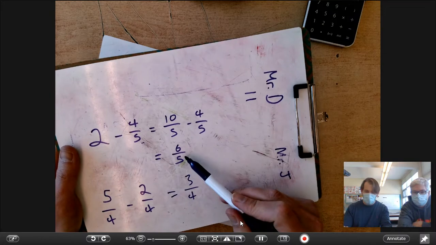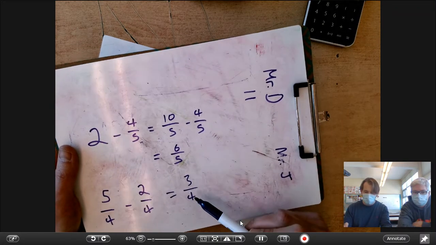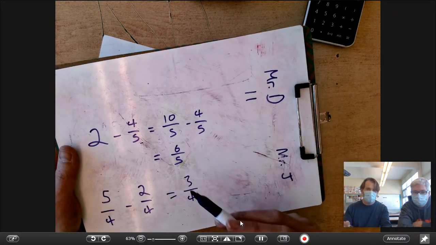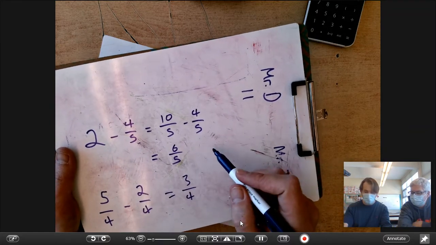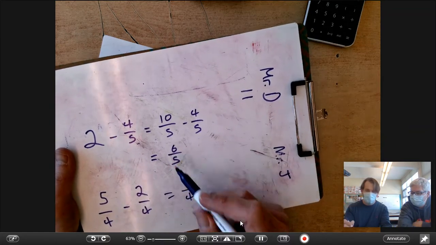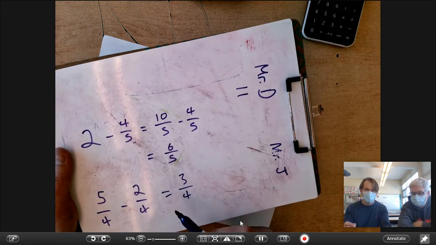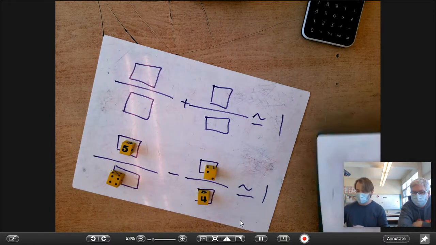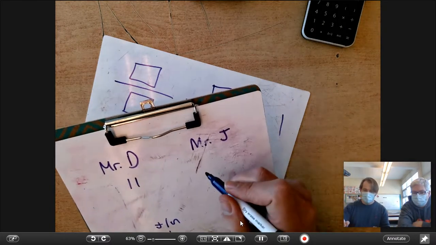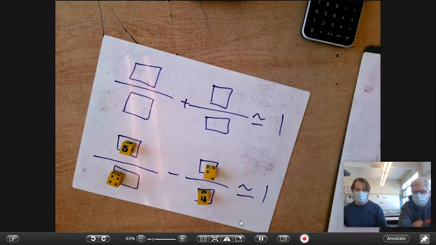Now, if I want to know what's closer to 1, 6 over 5 or 3 over 4, well, I can subtract them each from 1, and I would find that this would leave 1/5. It's a 1/5 difference. This is a 1/4 difference. And so a fifth is smaller than a fourth. So mine is closer to 1. So I triumphantly mark a point. Yes. I'm very pleased with our efforts.